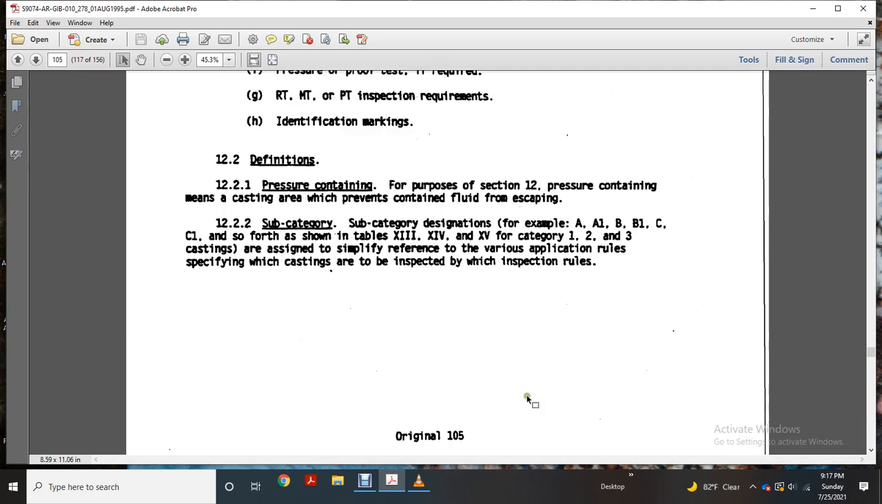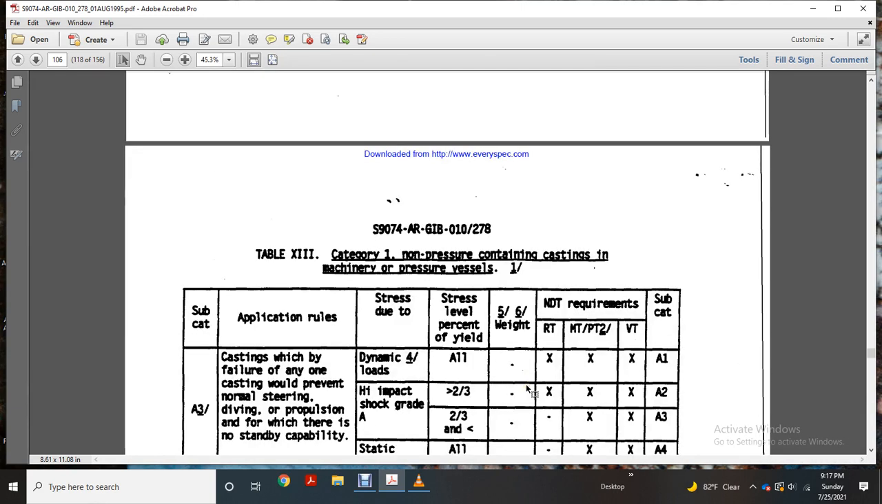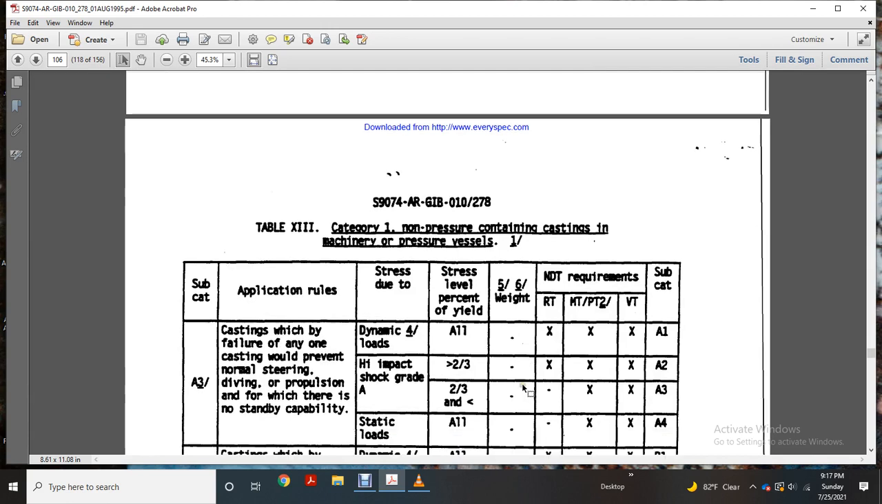Castings are inspected by inspection rules. The tables show category 1, non-pressure containing casting, machinery, pressure vessels, application rules, stress level, percent yield, weight, non-destructive testing, radiological, magnetic particle, visual, and subcategories.